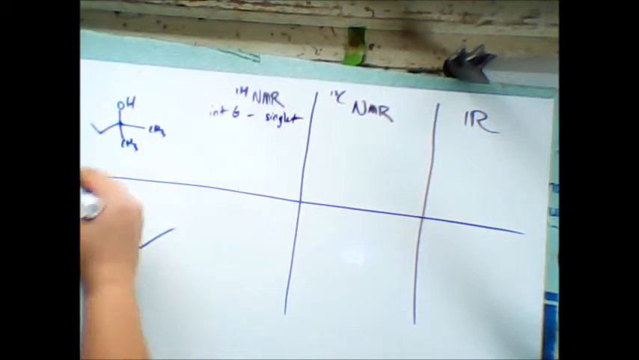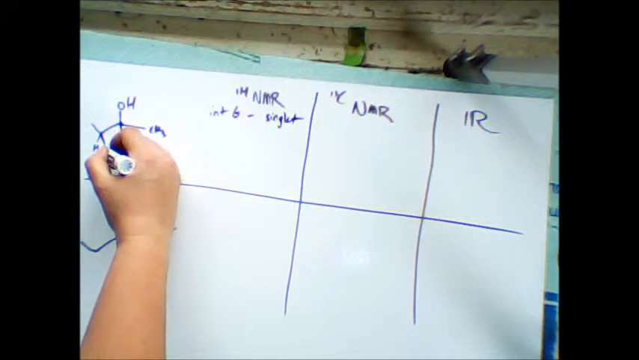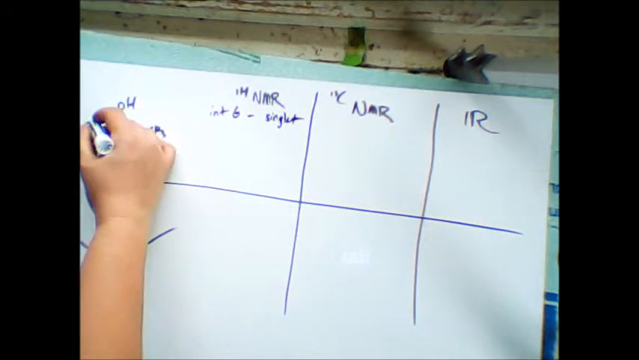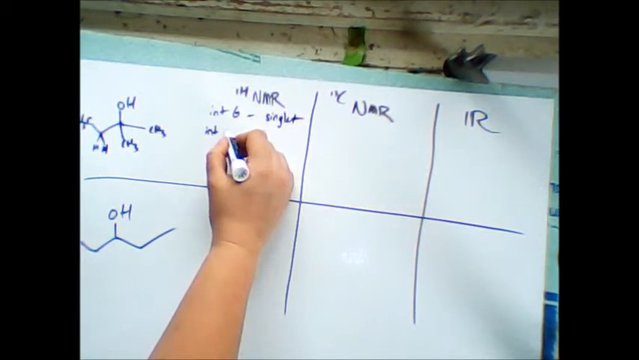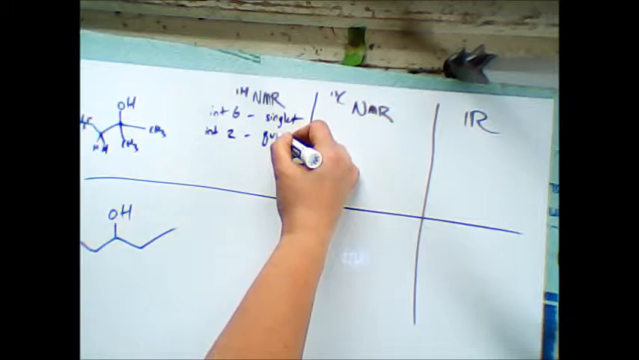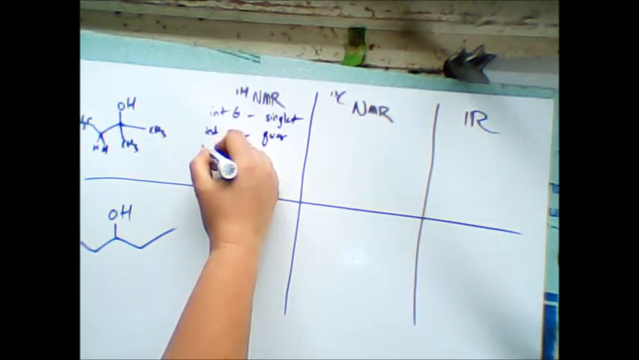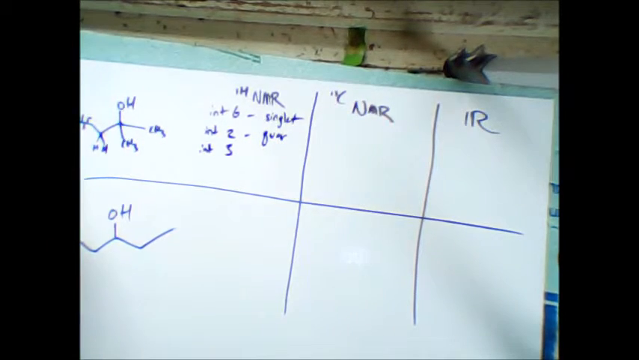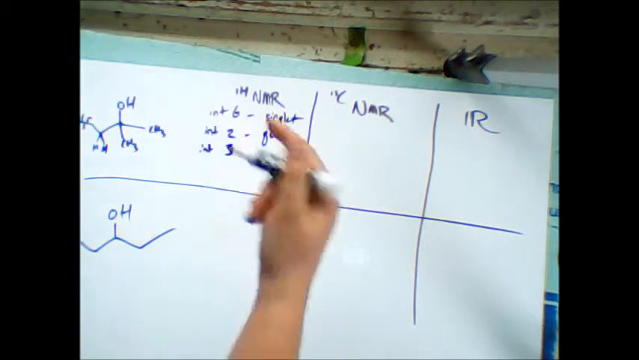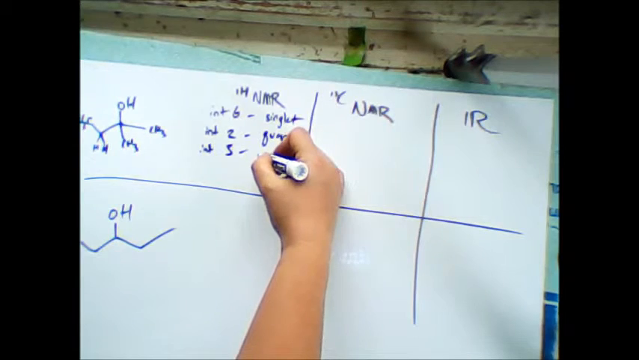No hydrogens here. We've got 2 hydrogens here. They are going to be coupling to this CH3 over here, which means they're going to be a quartet. So, integration of 2 as a quartet. And of course, this methyl group over here, integration of 3, with a splitting of a triplet.